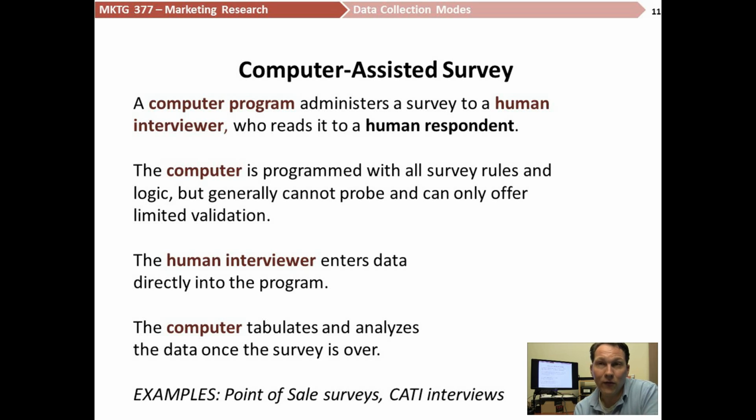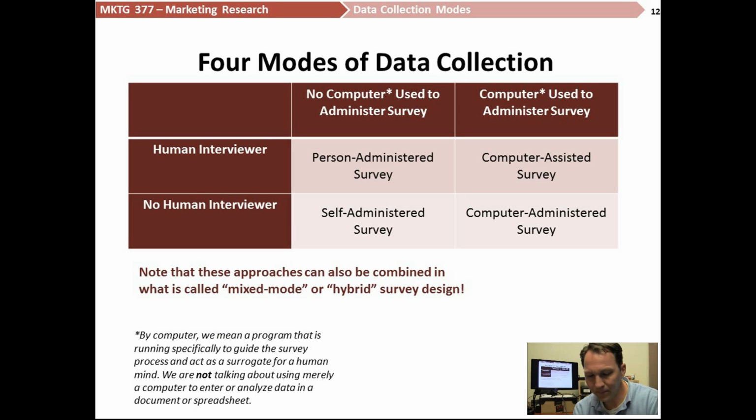So a couple of different surveys that you might have encountered with this would be a point of sale survey, where somebody's standing at a cash register and they ask you a few survey questions while you're checking out, or CATI interviews, computer-aided telephone interviewing, where a human interviewer calls you on the telephone. They're sitting at a computer terminal that is giving them the survey, the script, and the prompts. They're just reading it to you, and then they're entering the data. It's a very common use of a computer-assisted survey.